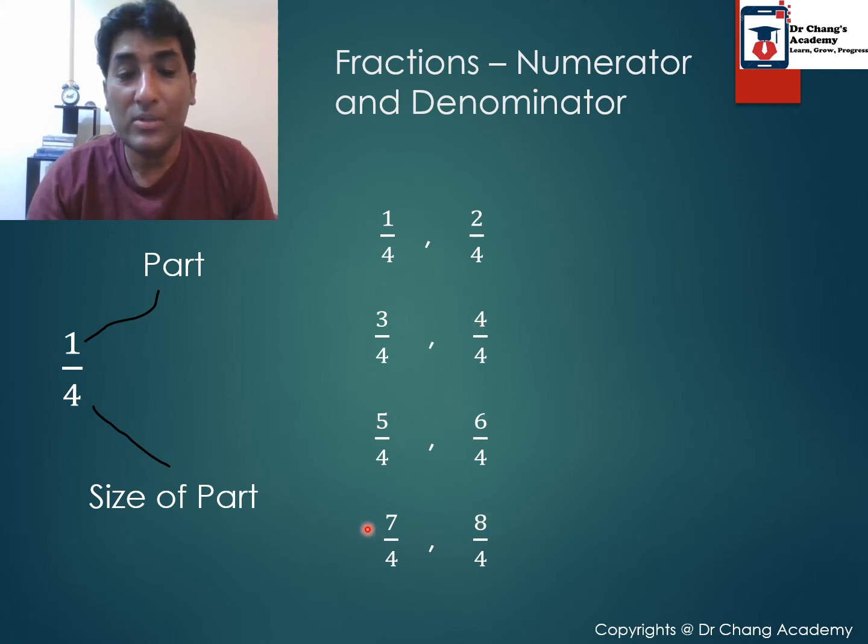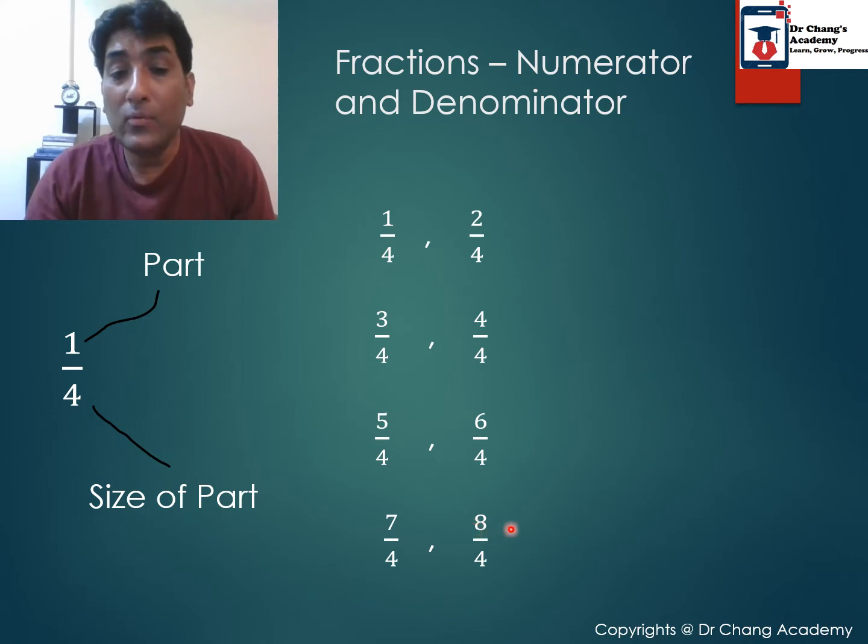So basically we want to show more parts, but the size of the part is the same because the denominator is 4, and therefore 4 in the denominator means that each part is a fourth. So in this case these are 8 fourths, and 8 fourths altogether are equal to 2.